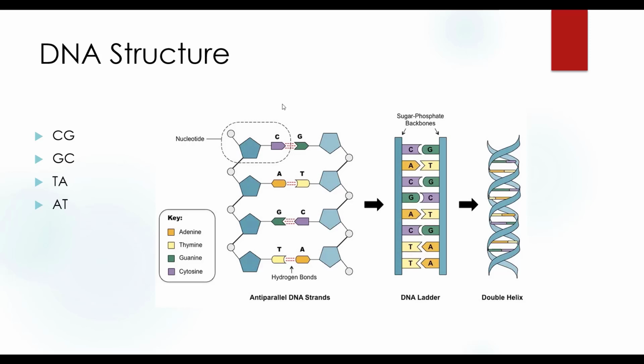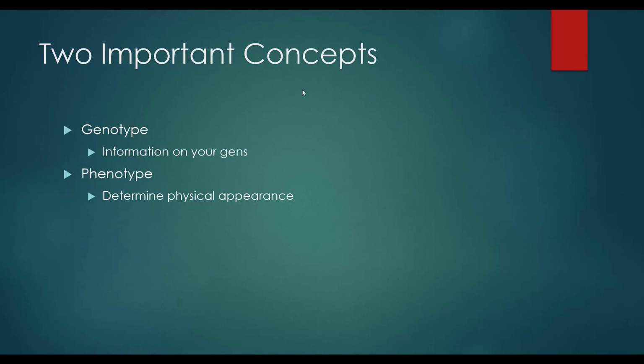We have here two main concepts. The first one is genotype. Genotype is actually the information in our genes. We explained the DNA structure, so we have a different combination of adenine, guanine, cytosine, and thymine. The other concept is phenotype, which determines physical appearance, and this is based on genotype.